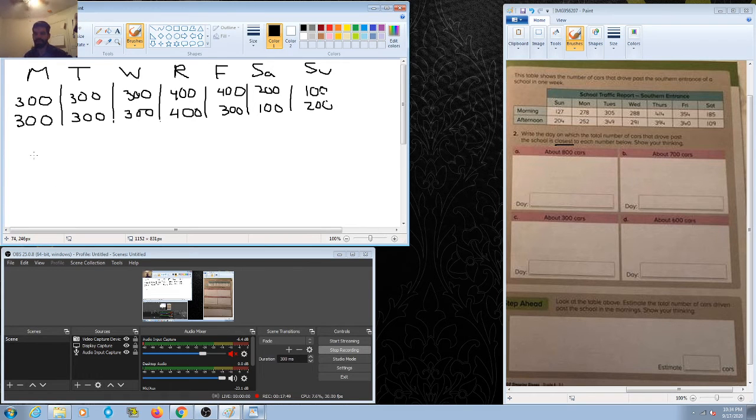So as we see here, this is where our challenge comes about. We have 3 days where our estimation to the hundreds place is 600. And then I'll put these in different colors. This is 800. This is 700. And this is 300. And this is also 300.